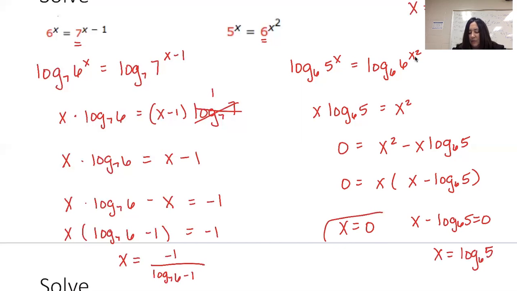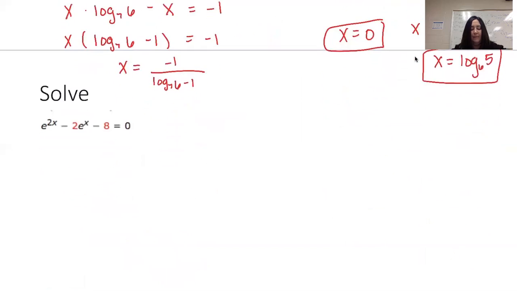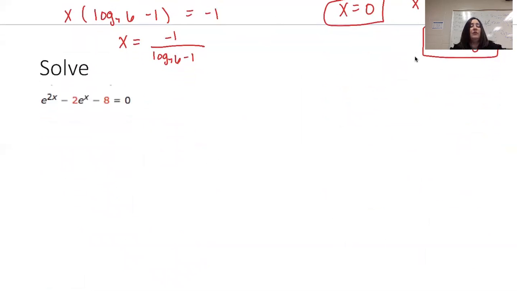So in this case, we would have two solutions. When you enter this into WebAssign, make sure that you enter one solution, comma, the second solution. Again, this would be an exact solution, and you would probably want to type it in the calculator to get the approximate solution. The last part of this that we're going to look at is what's called quadratic form.